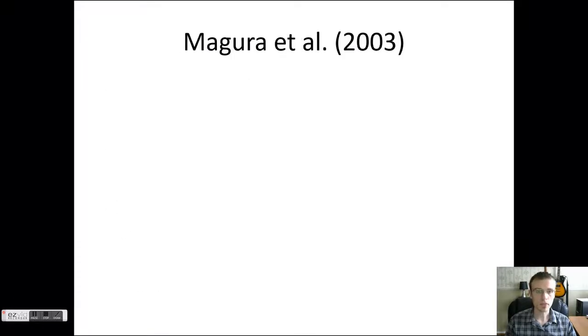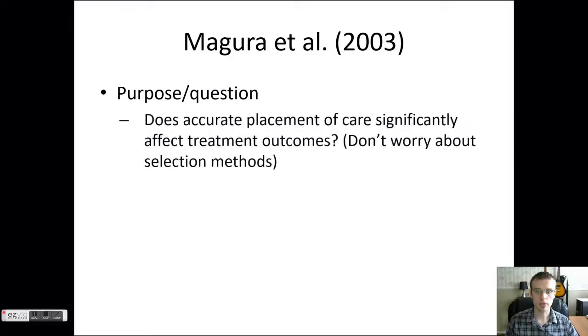Alright, so now I'm going to review the Maguire et al. article a little bit, just some of the main factors. First off, the purpose of this article was to ask this question and answer it: does accurate placement of care, level of care, significantly affect treatment outcomes? Good question to ask, right? With all these levels of care that we just covered, does it make a significant difference for someone?